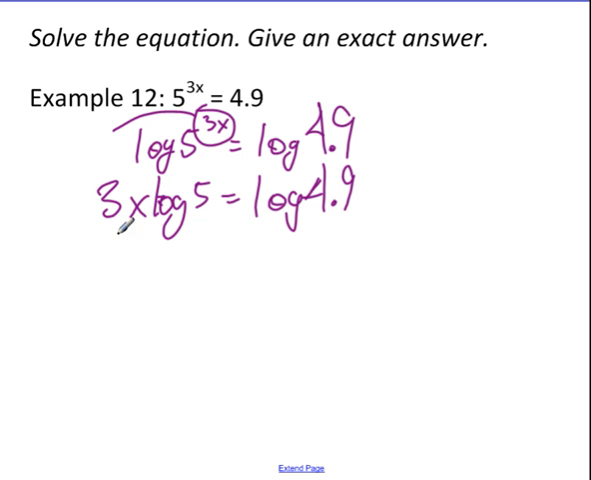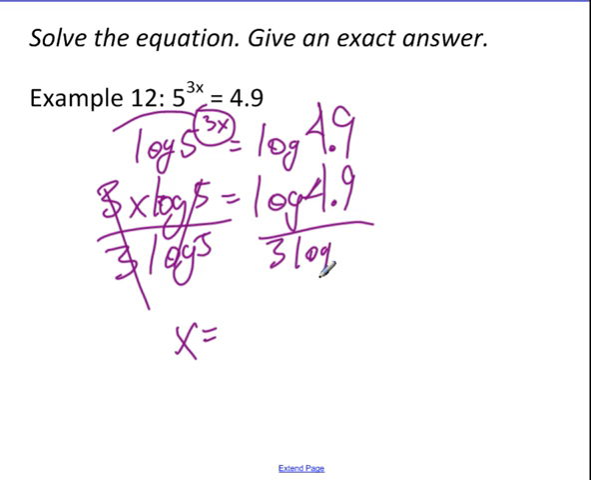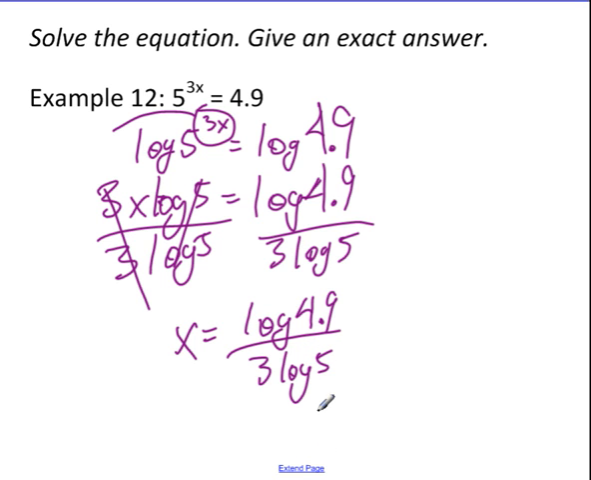So now I'm going to divide by not just my log 5, but I want to divide by that 3 as well. So I can get that to cancel and all this to cancel. Just leave my x. So I'm going to divide by 3 log 5 over here, and that's our answer. Log of 4.9 over 3 log 5. And you can put that 3 back in here and make an exponent if you want. You know, it's up to you. But I think that's a good answer right there.